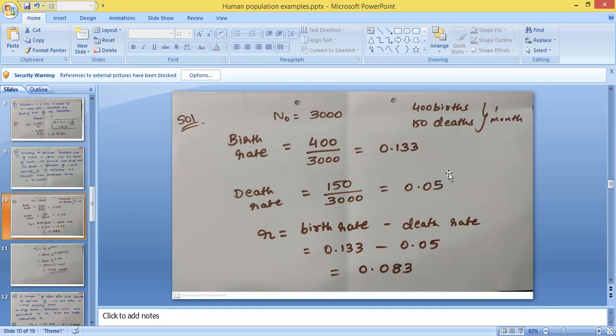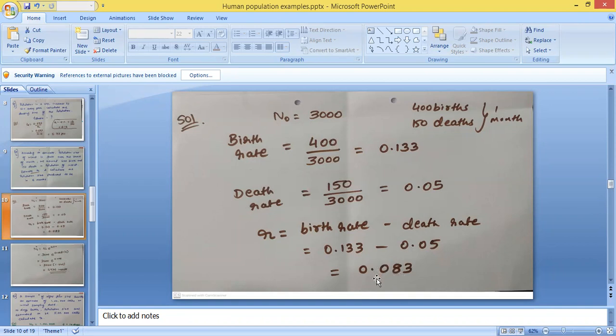So birth rate minus death rate will give you the r value. Instead of this, if you don't want to do this entire thing, you can also do 400 minus 150, because birth rate minus death rate will give you the net value. So this will become 400 minus 150, that is 250. 250 divided by 3000 will directly give you 0.083. So either way you do it, both are the correct options.